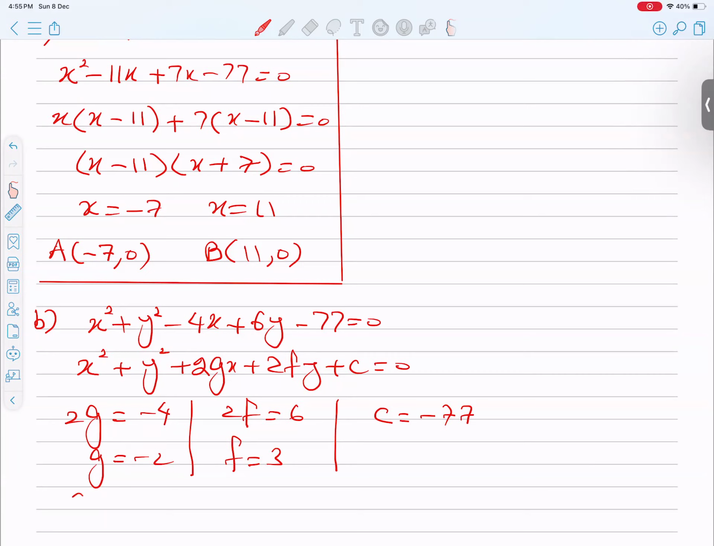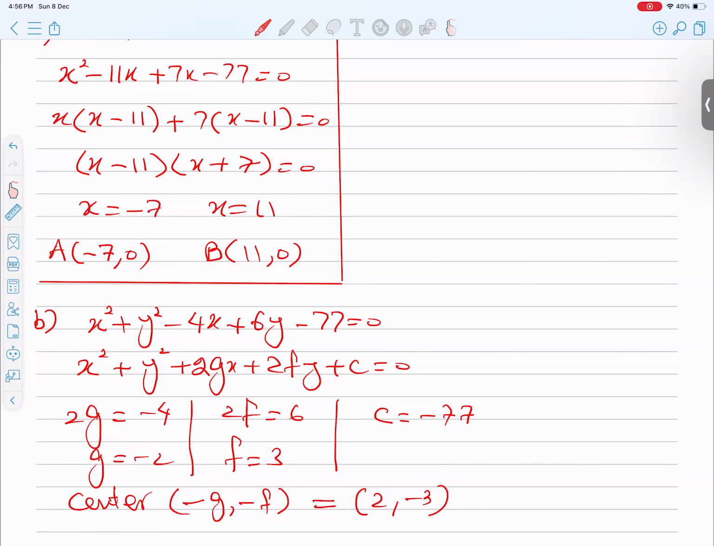So what is the center of the circle, students? In this format, the center of the circle is (-g, -f). It means I must change the signs. How come? When this minus 2 comes here, it becomes positive 2, and this 3 comes here, so I get minus 3. I believe this point is clear.